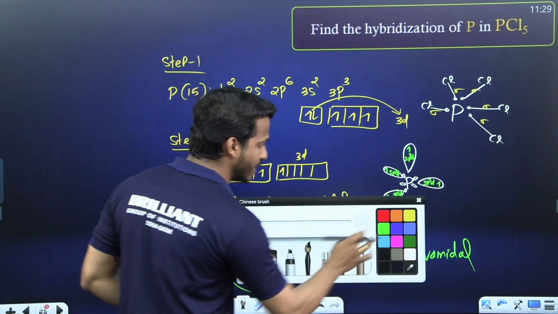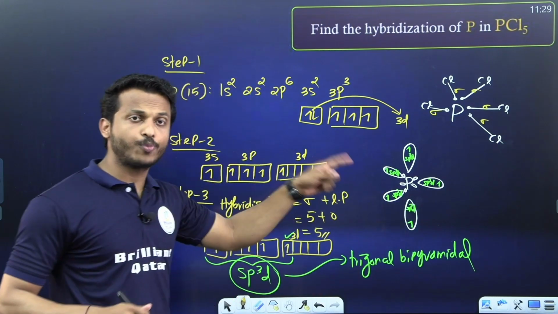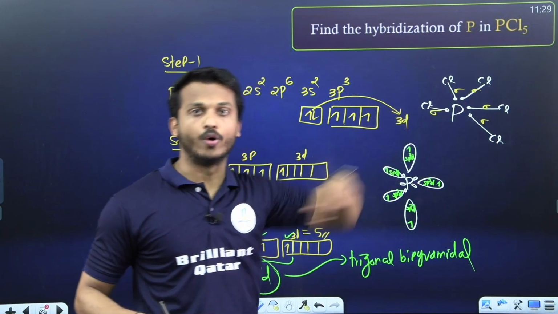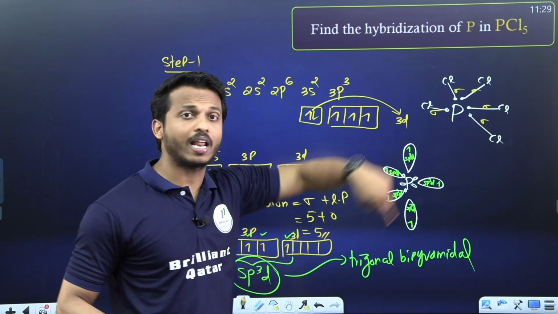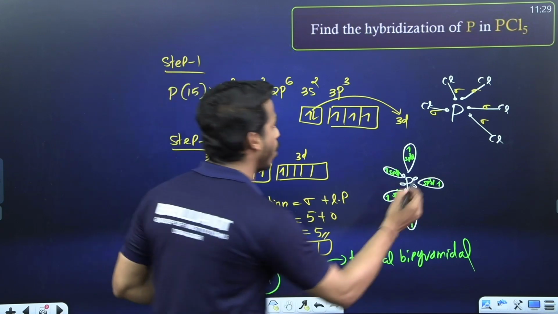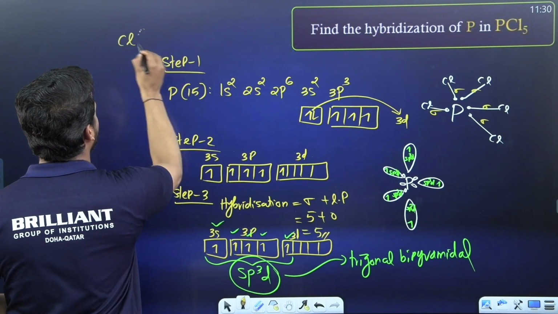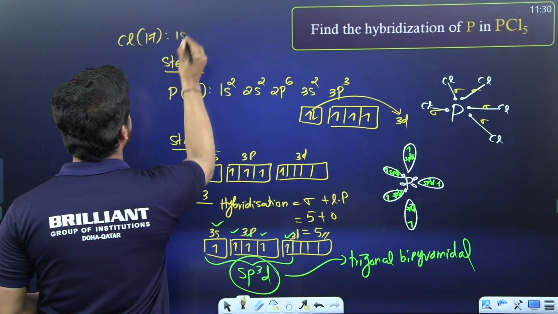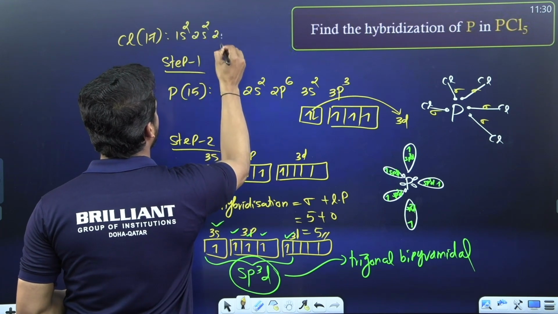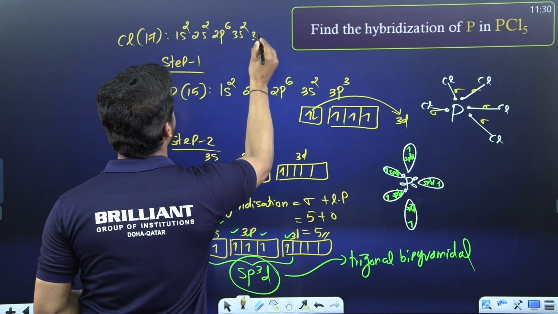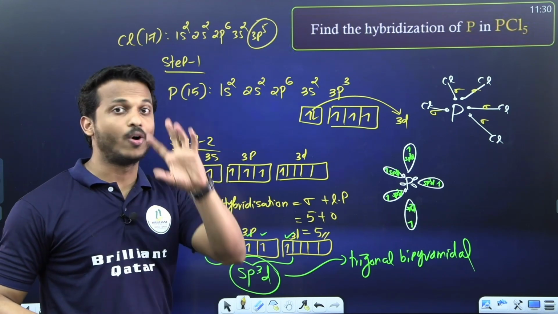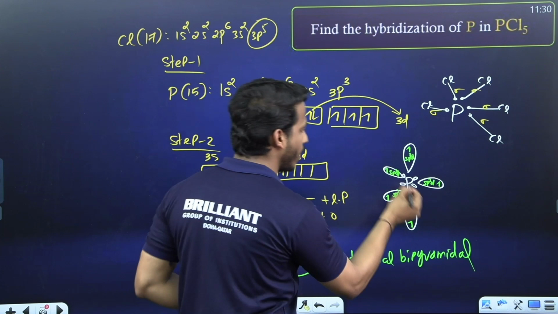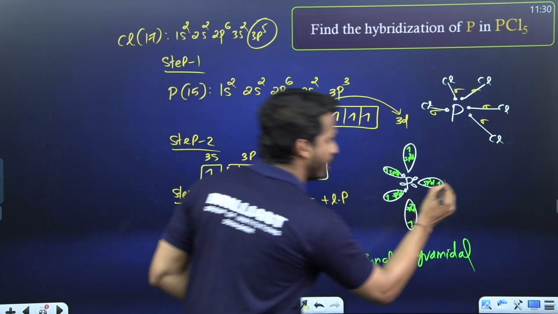Here the phosphorus is connected to which element? Chlorine. In all the previous cases we considered hydrogen. Here the surrounding element is chlorine. Chlorine has atomic number 17, and its configuration is 1s2, 2s2, 2p6, 3s2, 3p5. See, its outermost orbital is which orbital? The p orbital, not the s orbital. So chlorine is coming with its outermost p orbital.